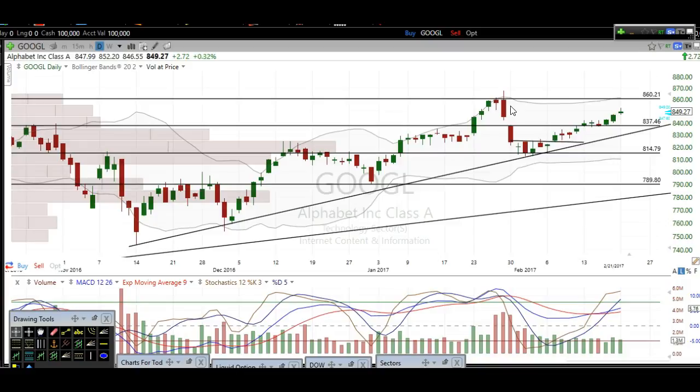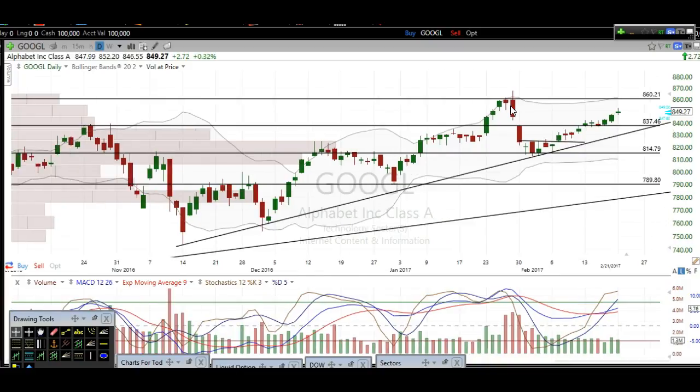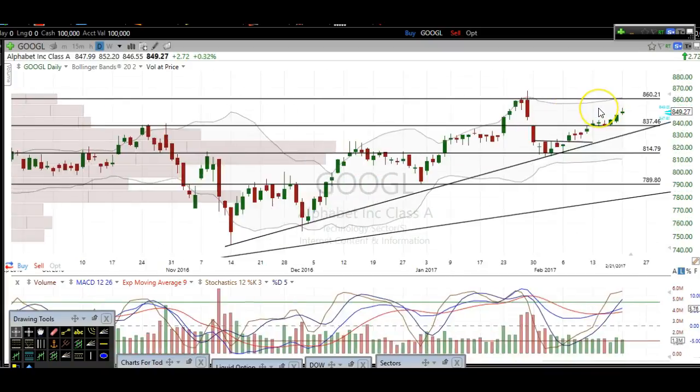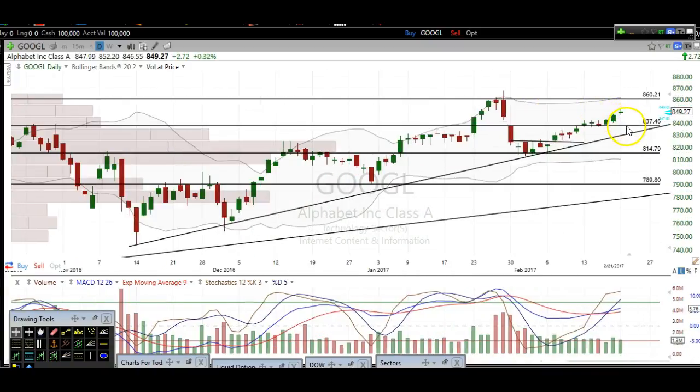The next thing I want you to look at is also this resistance that we have right here from these previous all-time highs right here at about 860. So 860 is going to be that next resistance that you want to look for on Googl. We have support down here at about 837 approximately, and that lines up perfectly with this uptrend line that started right here. We've got a bounce right here, there, right here. So a nice uptrend line matching up perfectly with this horizontal support at about 837.